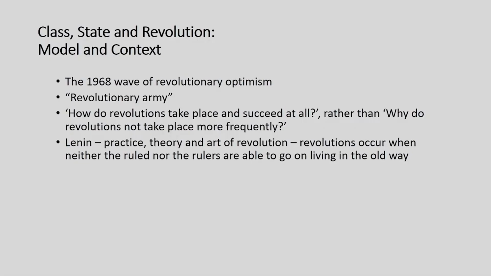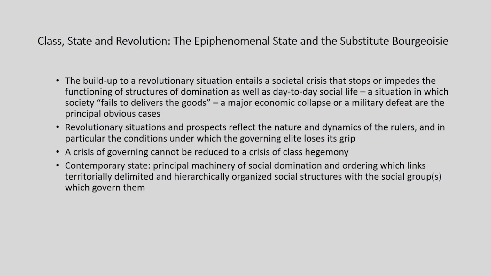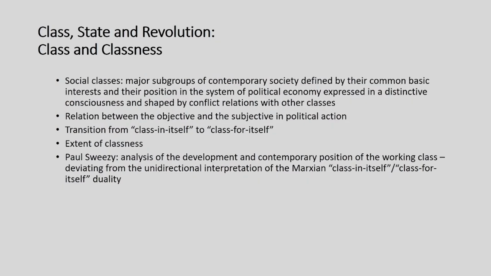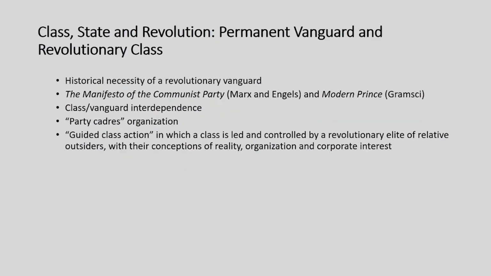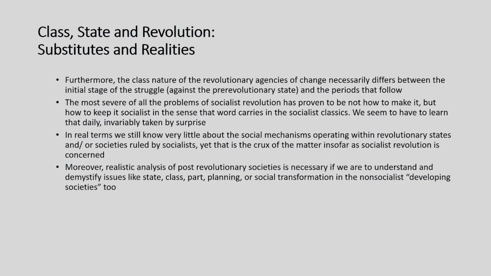Now we are going to move on to model and context of class, state and revolution, and then we will discuss the epiphenomenal state and the substitute bourgeois, and then we will discuss class and classness, and then we will discuss the permanent vanguard and revolutionary class, and then we will end with substitutes and realities.